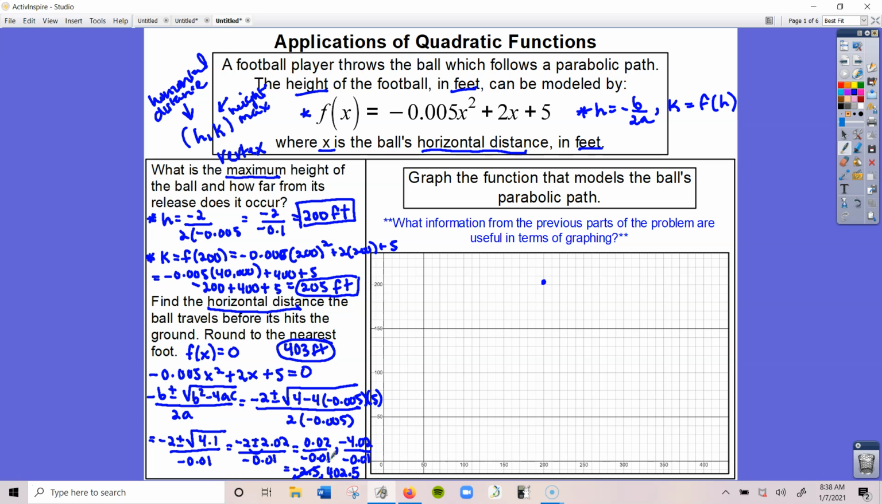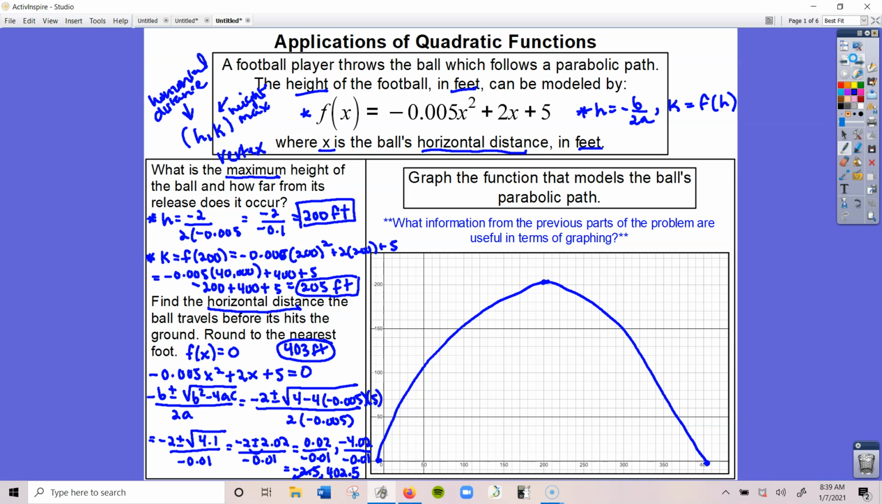Then we also have our two x-intercepts, which we can use to plot on the x-axis. So negative 2.5, even though it is not a valid answer for this particular word problem, it's still useful in terms of the graphing bit. So we would go to negative 2.5 and then 402.5, which is a little bit past the 400. Again, we are estimating these dots. And since we have these three dots, we can just connect them. And this would be the parabola that models the curve of the football.